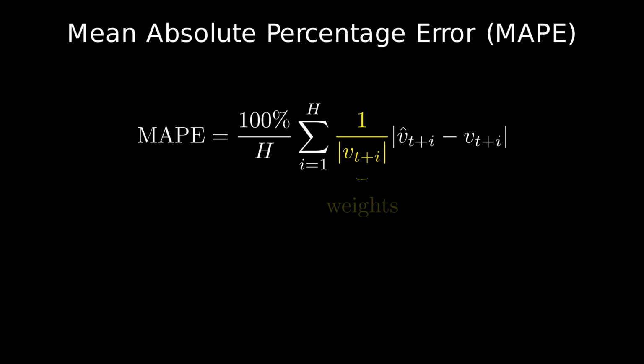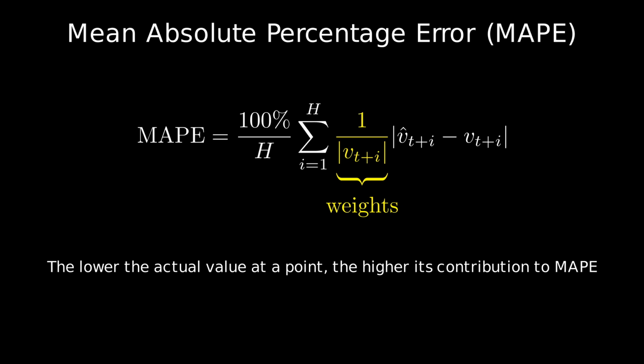Second, you can view MAPE as a weighted sum of absolute errors, where the weight of each point is inversely proportional to the actual value at that point. What this means is that the lower the actual value at a point, the higher that point's contribution to MAPE. For example, points with actual values close to zero will have a significantly higher impact on MAPE, and one should be careful in including them in the summation.